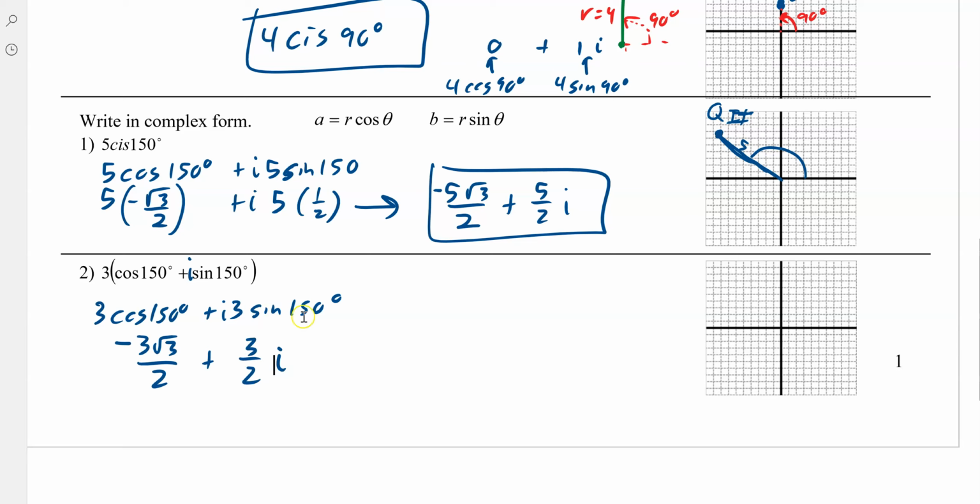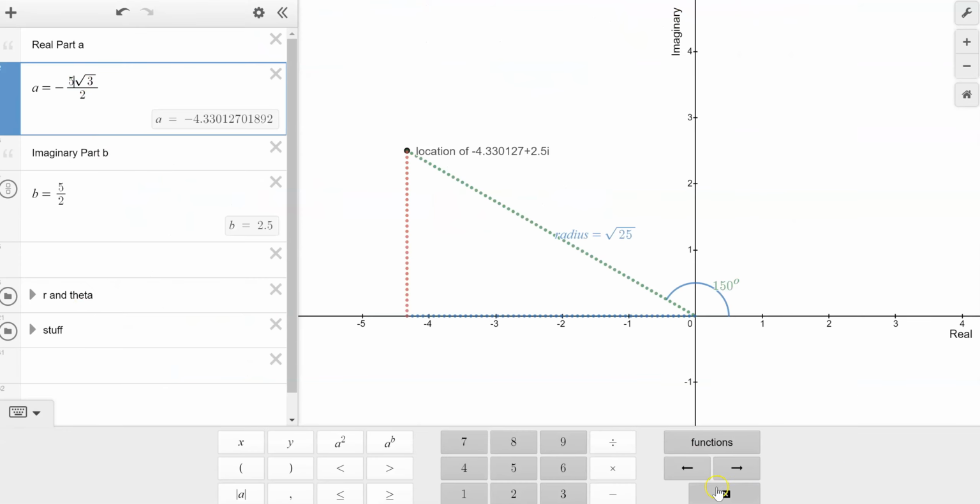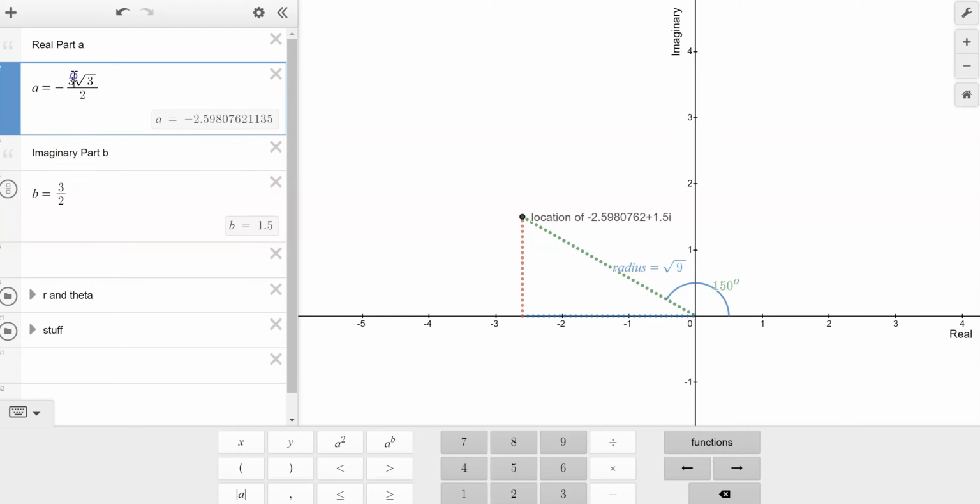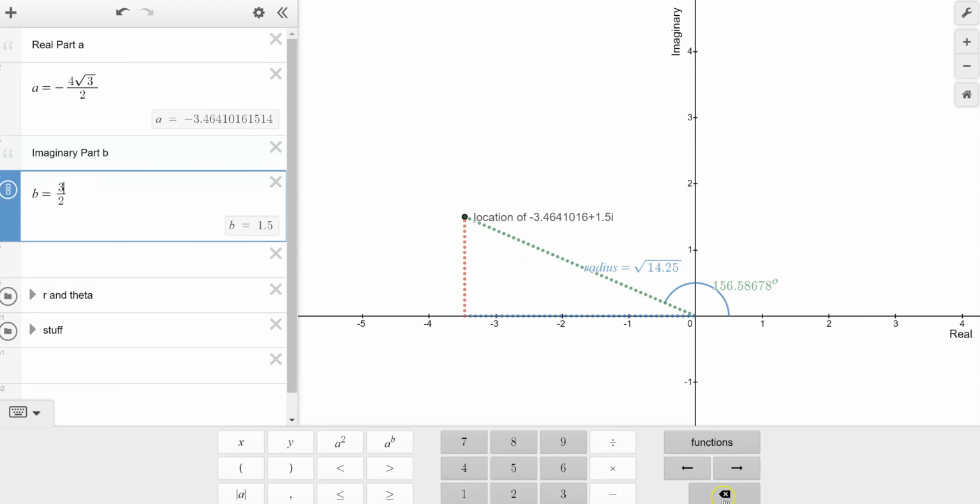And again, 150 puts us in quadrant 2, which would be a negative real and a positive imaginary. So you can see here, if I just change that to 3 and that to 3, it gives us the same thing. There's our radius of 3. So it's the 150 that is giving us the rad 3 over 2 negative. And so the radius is just getting placed in there, and it's giving us that total distance. So if I were to change that to a 4, it would just give us a radius of 4.